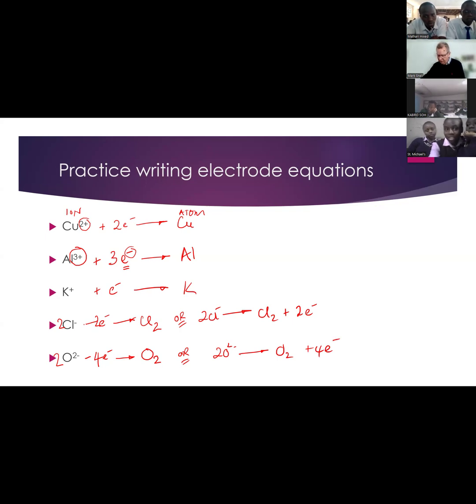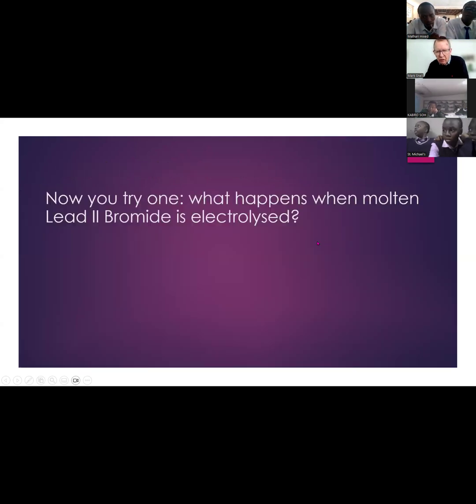Okay, so those are the sort of equations we're going to be writing. That's quite simple. I hope that makes sense. I hope they all make sense to you now. So let's move on and have a look at molten lead 2 bromide when it's being electrolyzed. Molten lead 2 bromide is PbBr2. Now, because it's molten, that's the only 2 chemicals that can be produced.